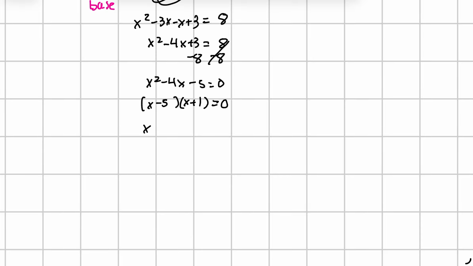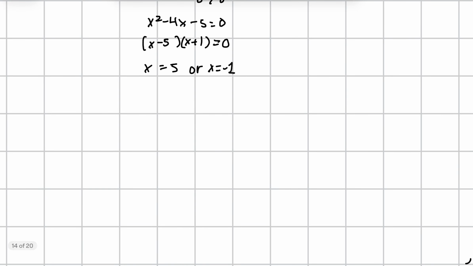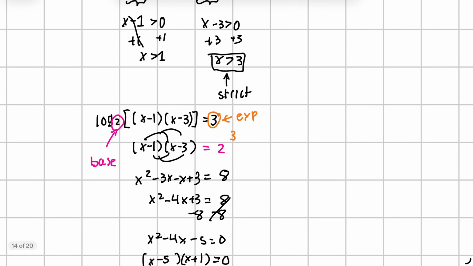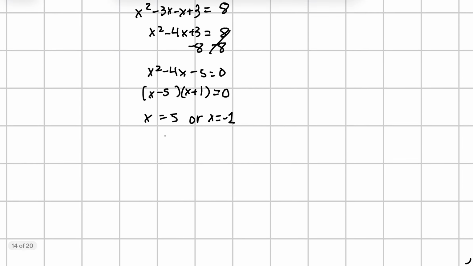Now, using the zero product property, x is equal to 5, or x is equal to -1. Now let's check the domain for both of these solutions. So our requirement is that x has to be greater than 3. So we can see that 5 is going to be greater than 3, but -1 is going to be less than 3. Therefore, this is not a valid solution, and our only valid solution is x is equal to 5, because that satisfies our domain restriction.